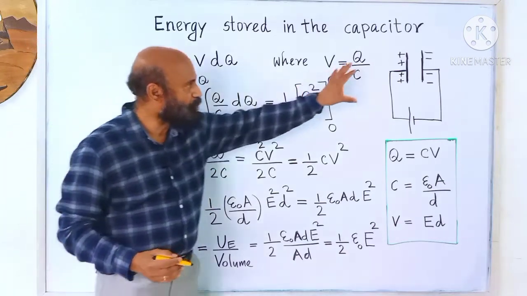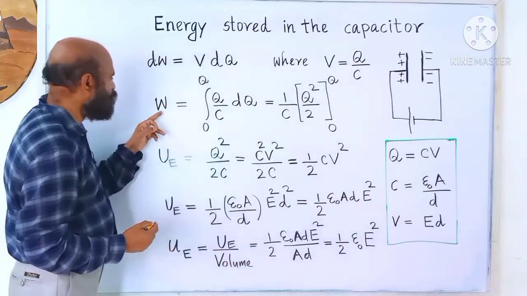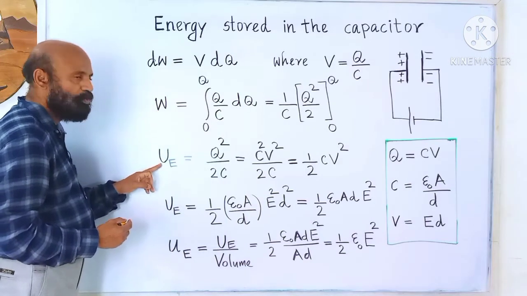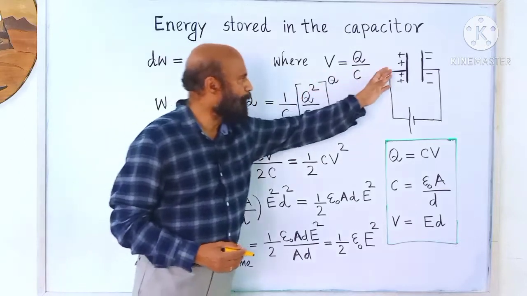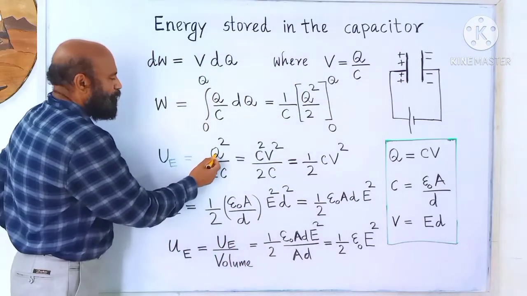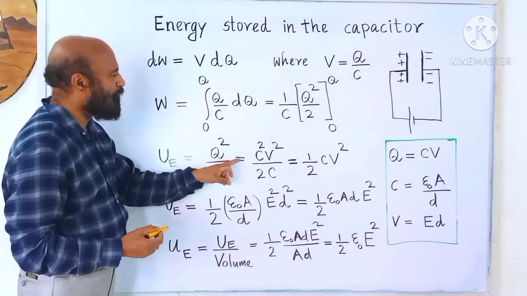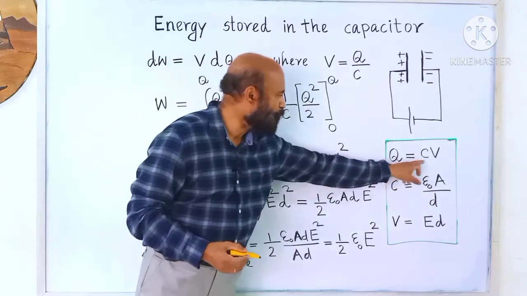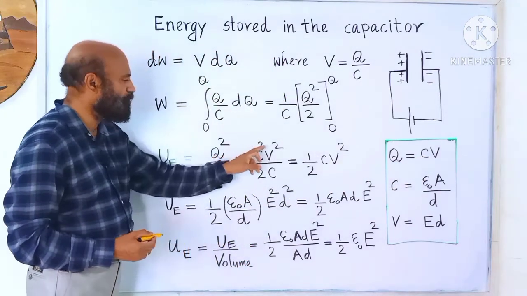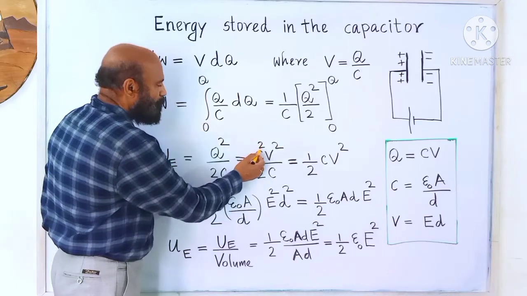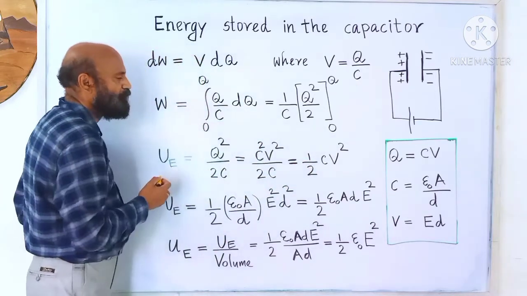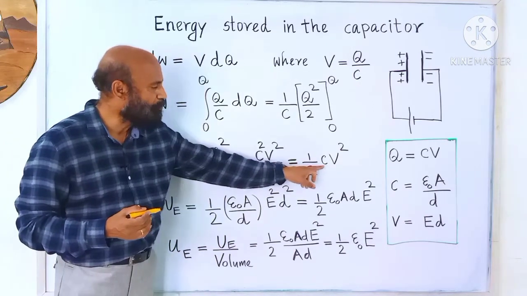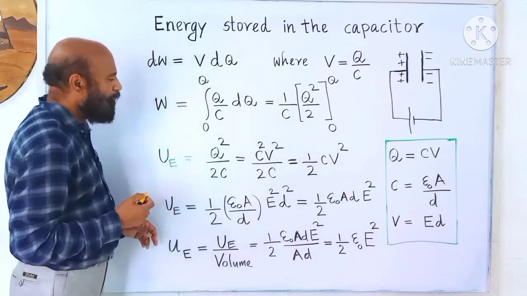But work done is stored there as energy. So for this W, you can write U, where U is the energy stored in the capacitor. Now for this Q, you can write CV. Q is equal to CV, so it's squared. Now one C will get cancelled, so the energy stored in the capacitor is half CV square.